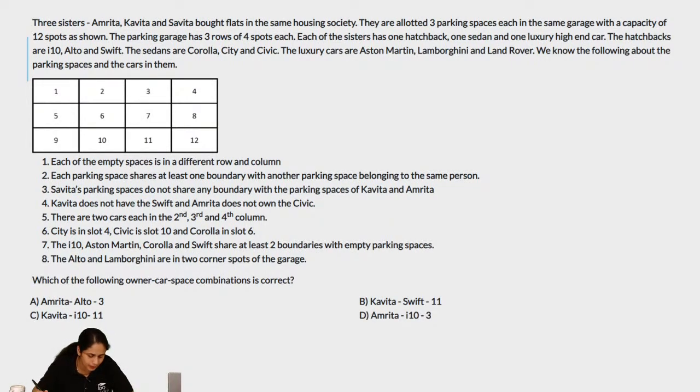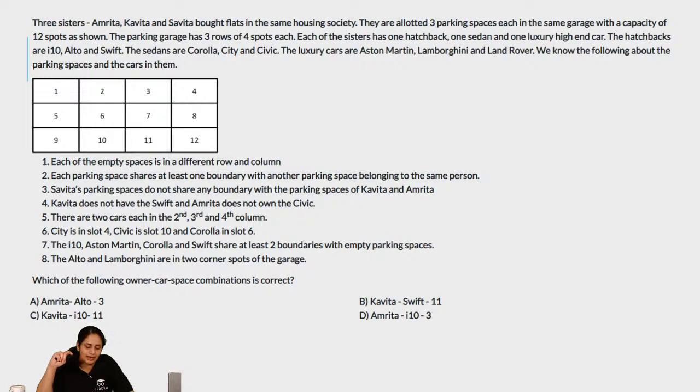So we are given that 3 sisters Amrita, Kavita, Savita bought flats in the same housing society. They are allotted 3 parking spaces each in the same garage with a capacity of 12 spots as shown. So they have 9 spots and 3 spots are empty. Each of the sisters has 1 hatchback, 1 sedan and 1 luxury high-end car. So basically you have one of each type.